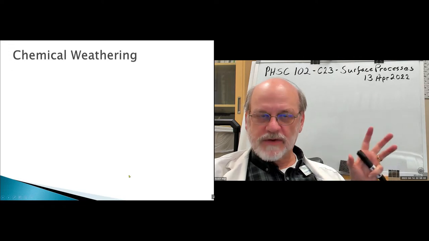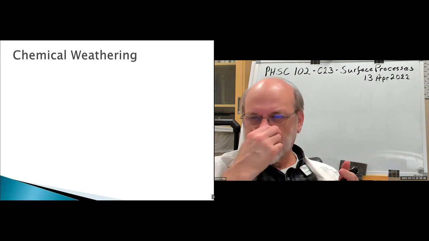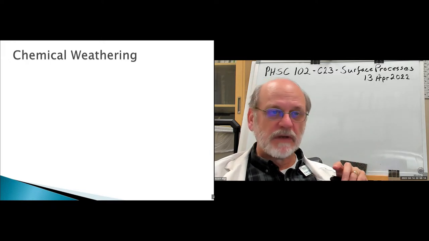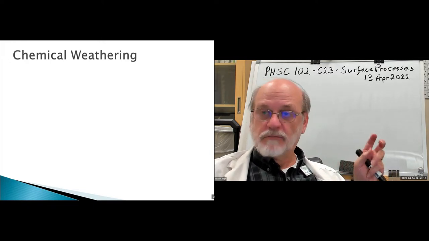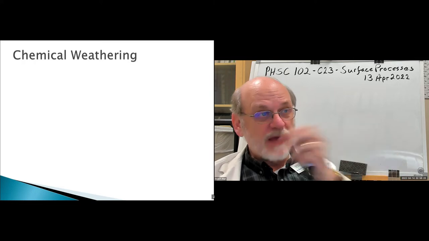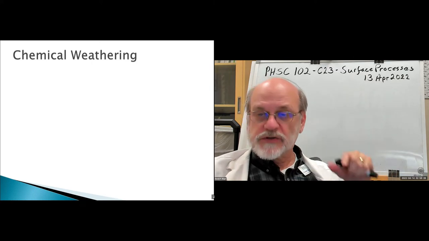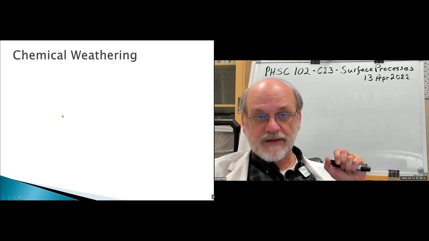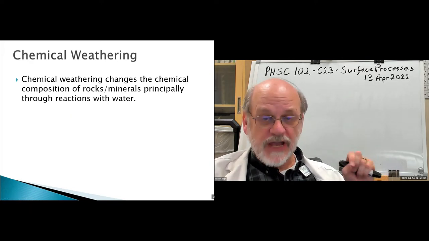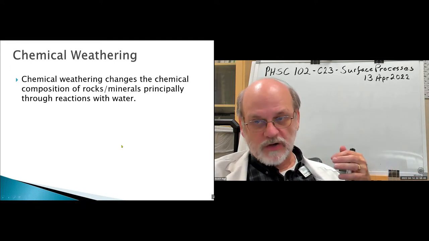Okay, physical weathering. We just mentioned a few things, but water flowing across the surface will help break things apart. Wind blowing, picking up particles, sand particles for instance, and blowing them against the surface of a rock will erode portions of that rock. That's physical weathering. You can also get chemical weathering. In this case, you do actually change the chemical structure of the rock or the mineral, usually through the action of water.